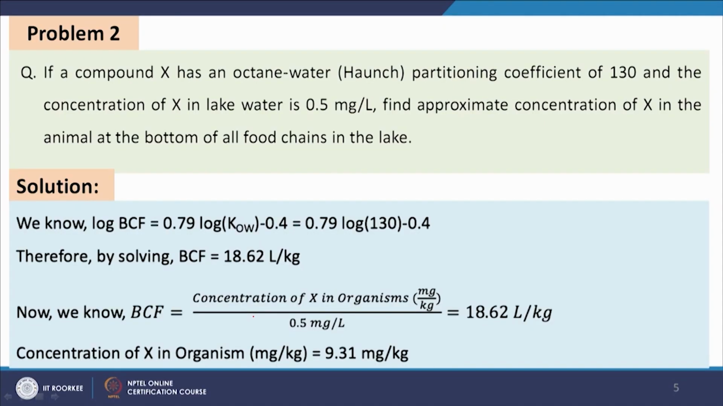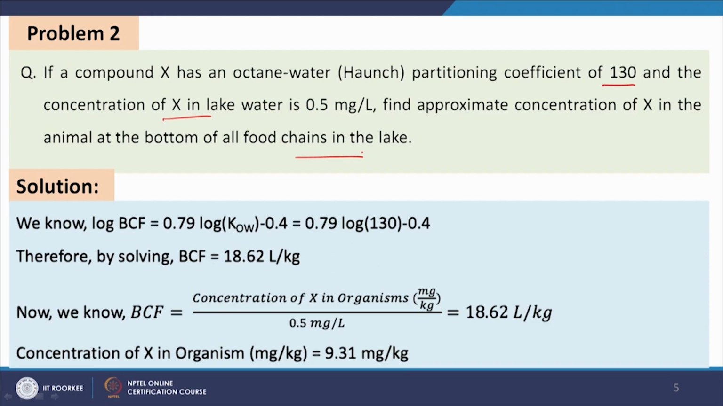See the next problem. Problem number 2: if a compound X has an octanol-water partitioning coefficient of 130 and the concentration of X in lake water is 0.5 mg per liter, find the approximate concentration of X in the animal at the bottom of all food chains in the lake. So, that we have to calculate.